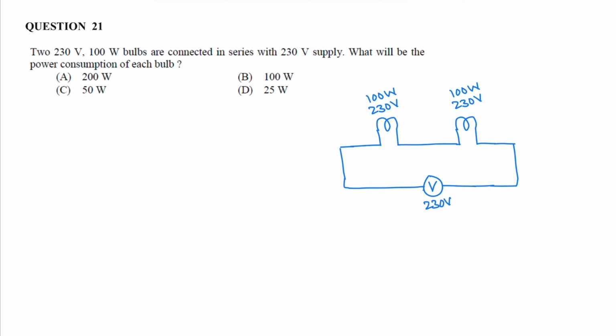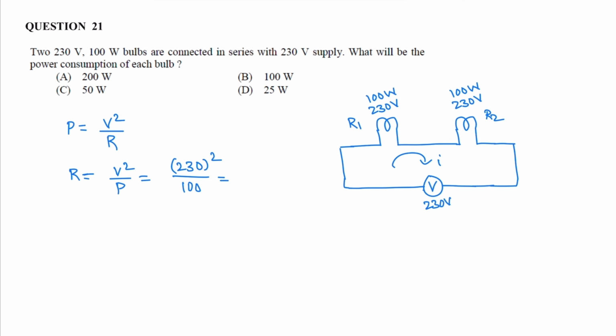Next question. Two 230 volts 100 watt bulbs are connected in series. Let I be the current flowing through the circuit. What will be the power consumption in each bulb? So we know that the relation between power, voltage and resistance is power P is equal to VI, that is equal to V square by R. Now resistance R is V square by P, the resistance offered by each bulb. So voltage is 230 volts whole square and the power wattage of each bulb is 100. So there are two resistors, resistance of each bulb. Let it be R1, let it be R2.